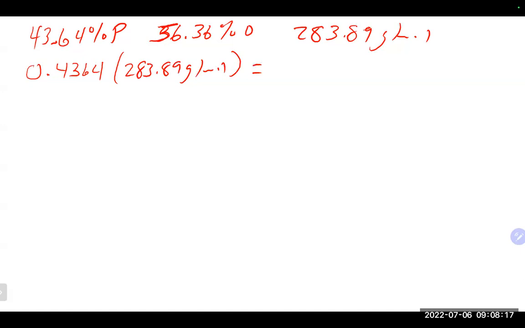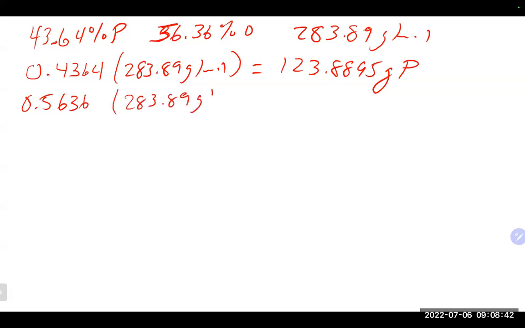And that basically will give you how many grams there are of phosphorus in the molecular formula, which would give you 283.89 times 0.4364, and that's about 123.8895 grams of phosphorus. You could also do the same thing here with our oxygen. Convert the percentage into a decimal and multiply it by the molar mass of the entire compound. And if you do that, 0.5636 times 283.89 gets you about 160 grams of oxygen.